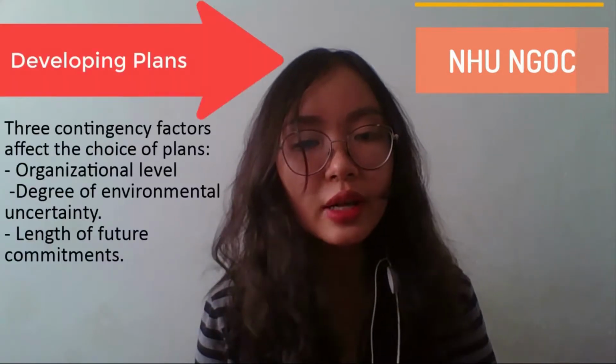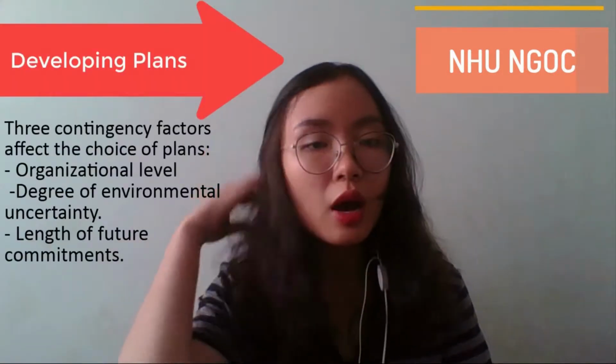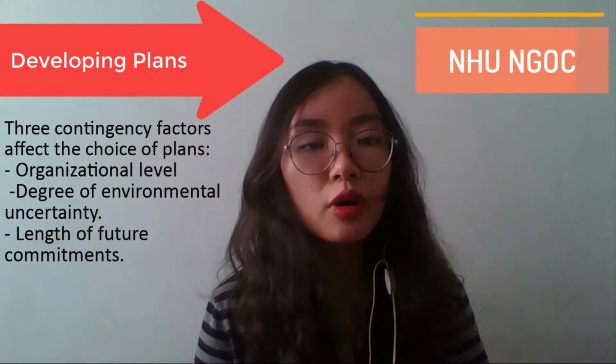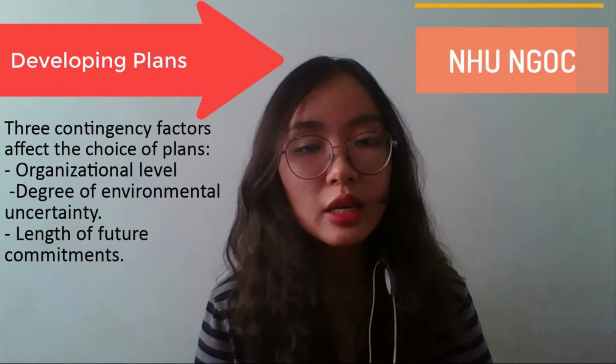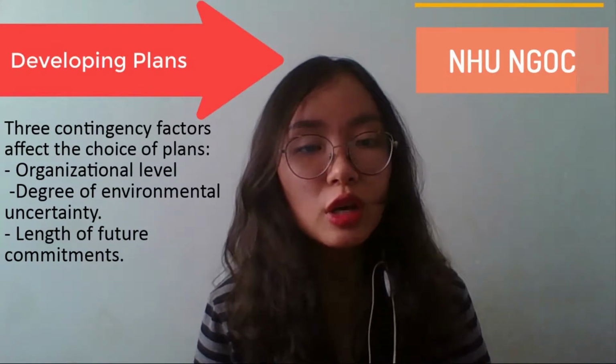Another type is management by objectives, a process of setting mutually agreed upon goals and using those goals to evaluate employee performance. MBO programs have four elements: goal specificity, participative decision making, an explicit time period, and performance feedback. Three contingency factors affect the choice of plan: organizational level, degree of environmental uncertainty, and length of future commitments.